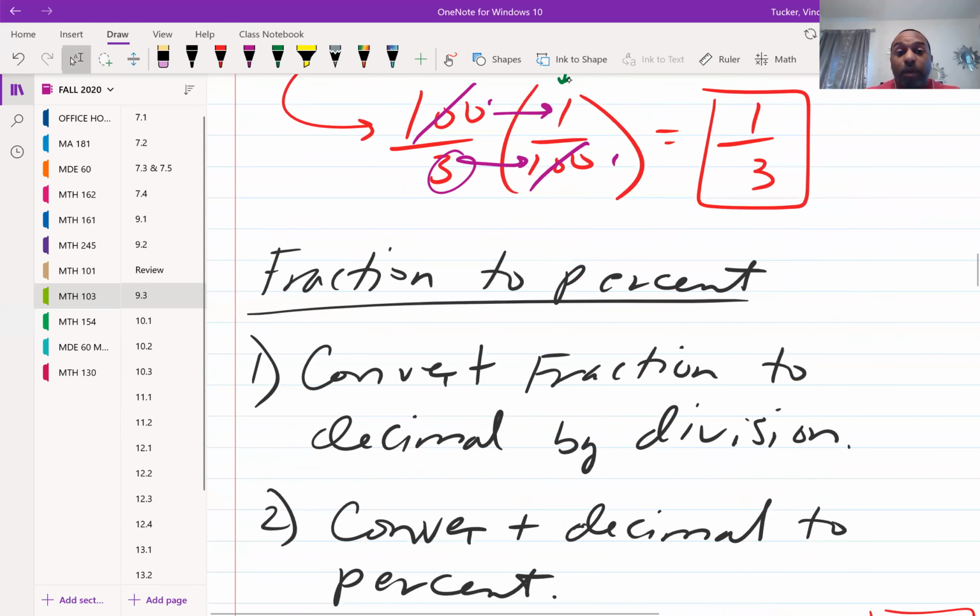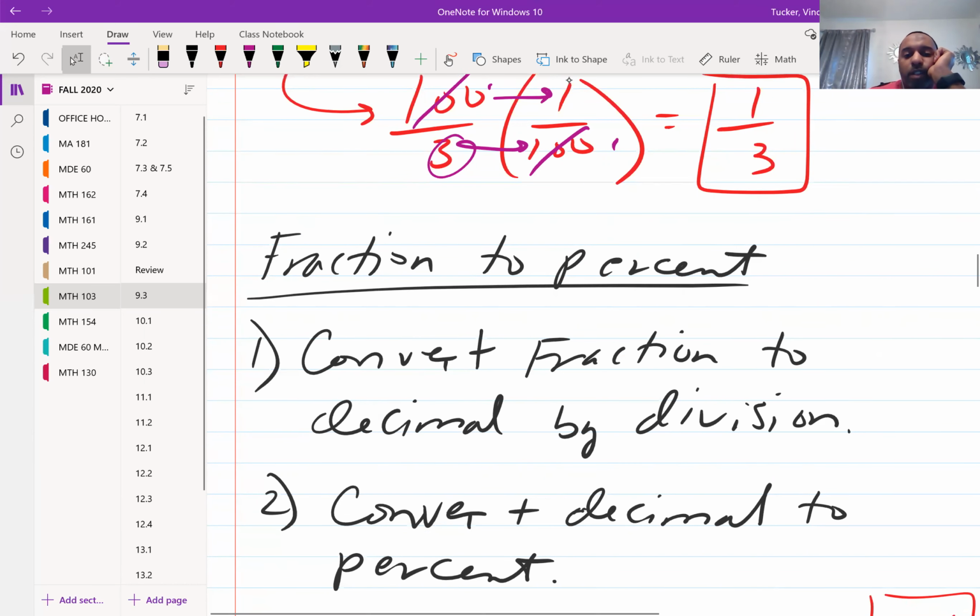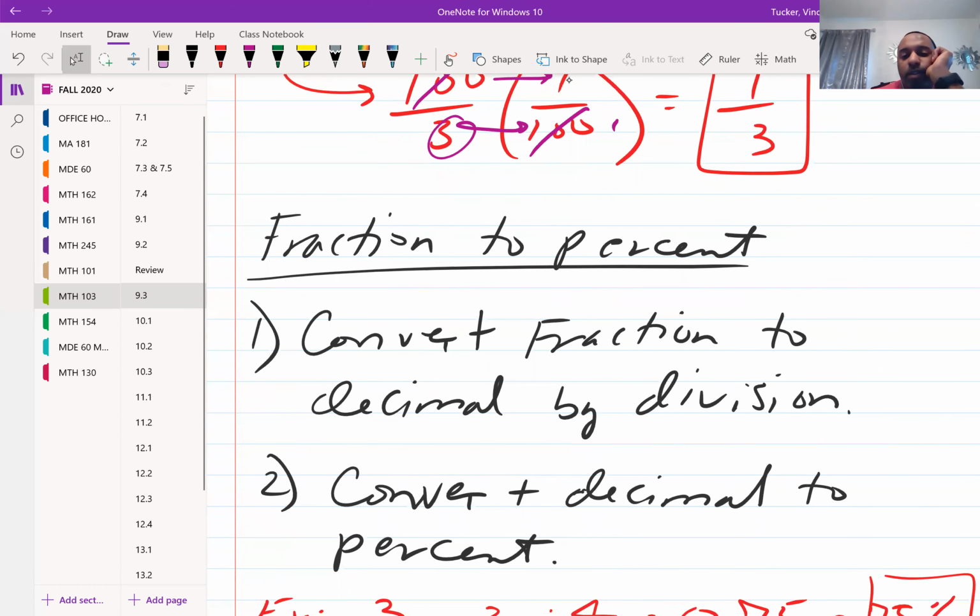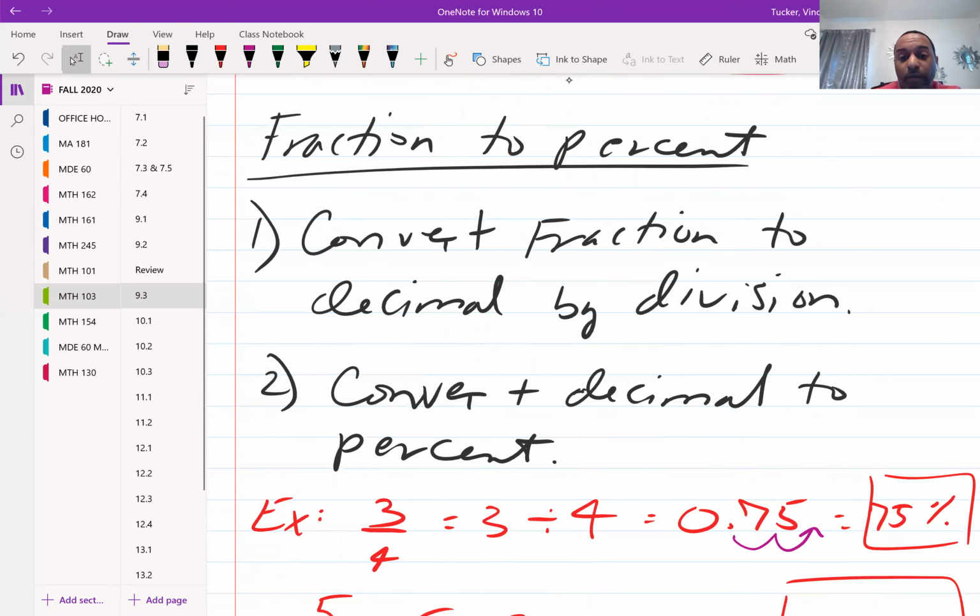Next type is converting a fraction to percent. So we just did percent to fraction. Now we're looking at fraction to percent. So we'll convert the fraction to a decimal by division. Throw it in the calculator, get the decimal representation of that fraction. Then convert the decimal to percent like we talked about before, moving the decimal 2 places to the right. So if I have 3/4, that's the same thing as 3 divided by 4, which is 0.75. Then you move your decimal 2 places to the right, which is 75%.